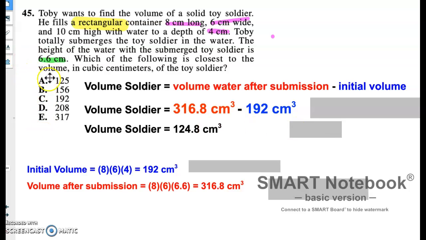If you look at our choices, 124.8 centimeters cubed is not a choice. However, that's okay, because if you read the question, it says which of the following is the closest to the volume. So then we got 124.8. We just want to find the answer that is the closest to that, which would be A, 125.